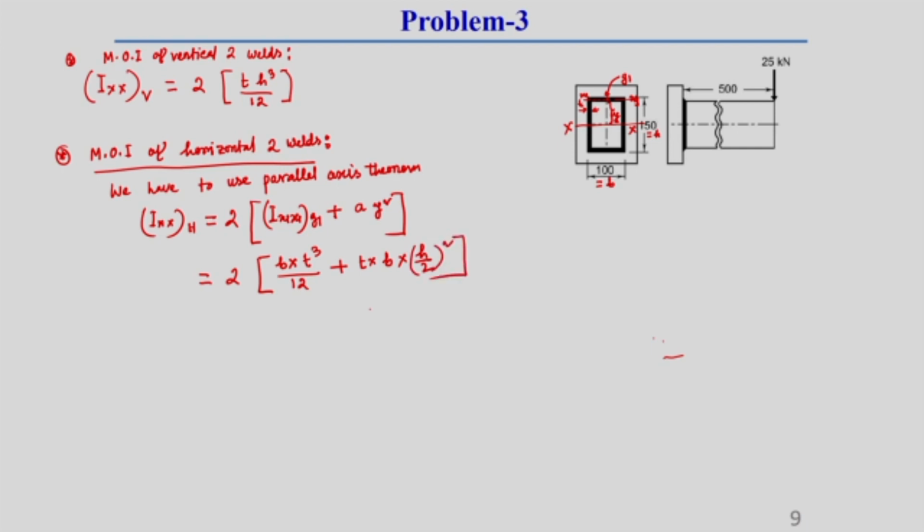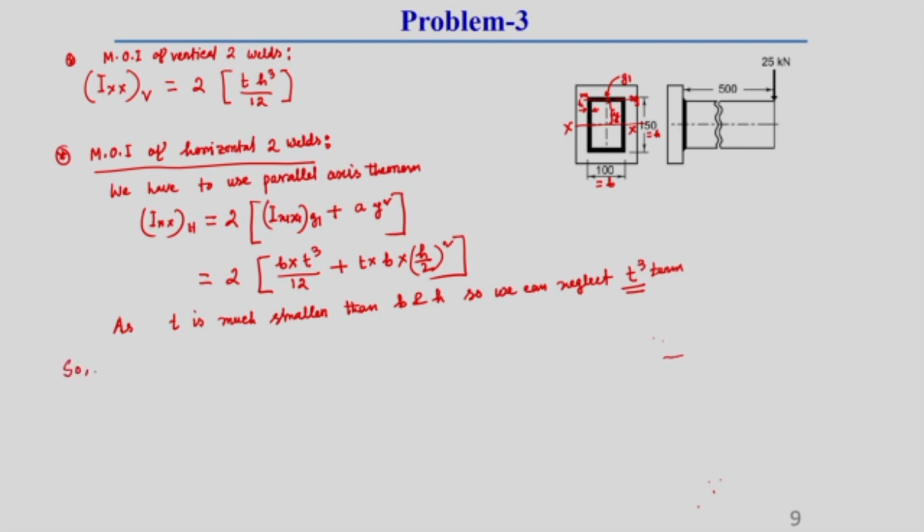Now, here one thing you should keep in mind, as T is much smaller than B and H, here we can neglect the T cube terms. What I am telling, understand? That is why here we will neglect the T cube terms.